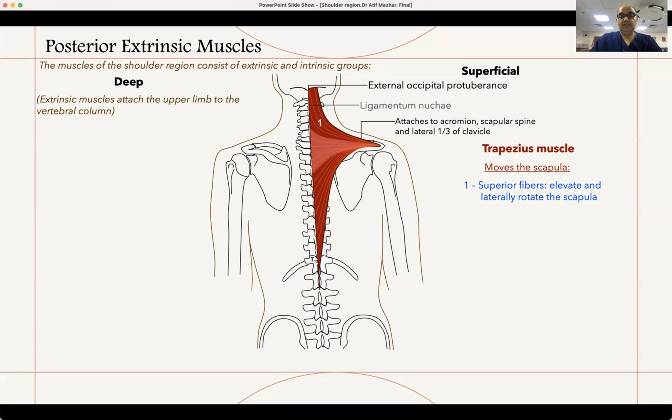Middle fibers, what are they doing? If this part contracts, they will be retracting. You know, retracting, taking away. So the middle fibers retract the scapula. And then this number 3. Obviously, we have seen superior, middle, now it has to be inferior fibers. And they do the reverse. The superior was elevating, so the inferior depresses. It was doing lateral rotation, so they will do medial rotation.